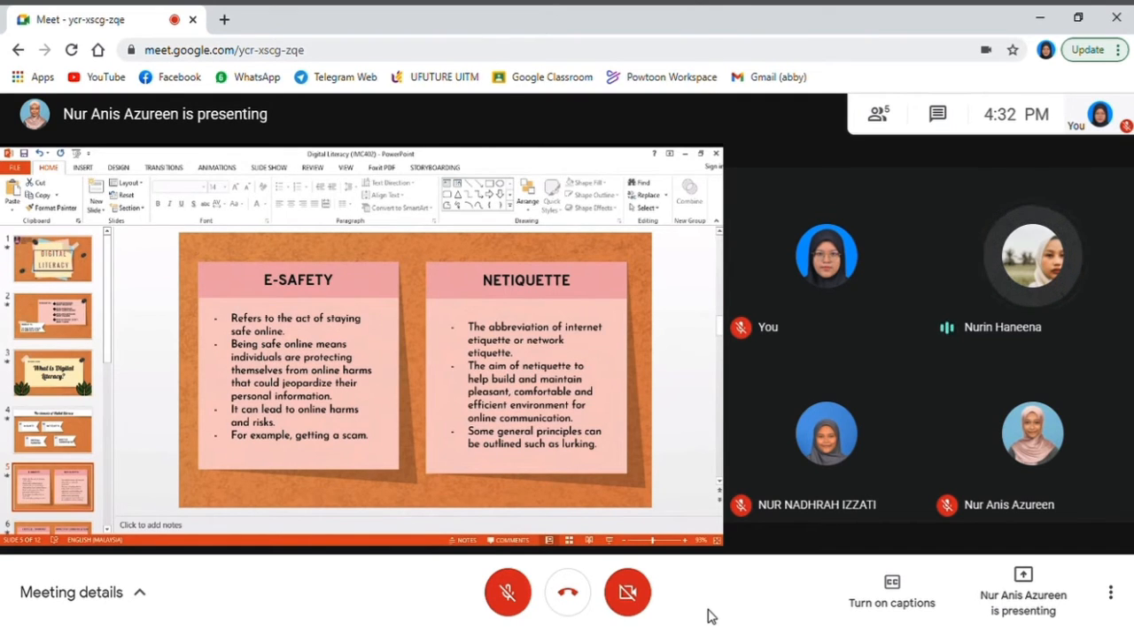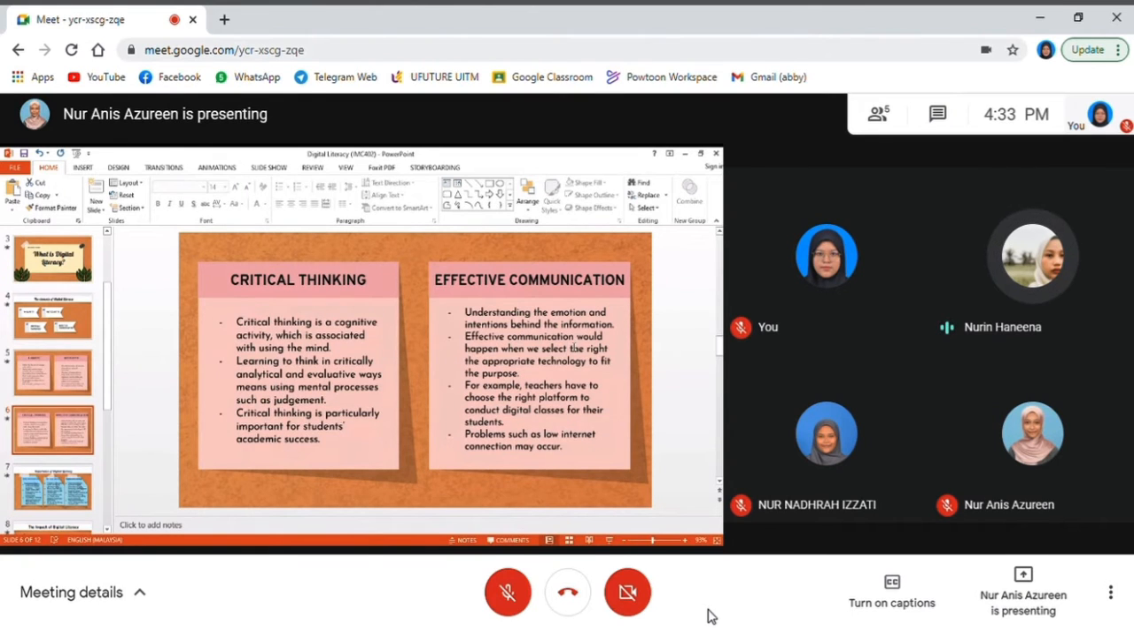The next one is netiquette. Netiquette is the abbreviation of internet etiquette or network etiquette. The aim of netiquette is to help build and maintain a pleasant, comfortable, and efficient environment for online communication. It is to avoid putting pressure on the system and generating conflict between users. The next one, critical thinking.